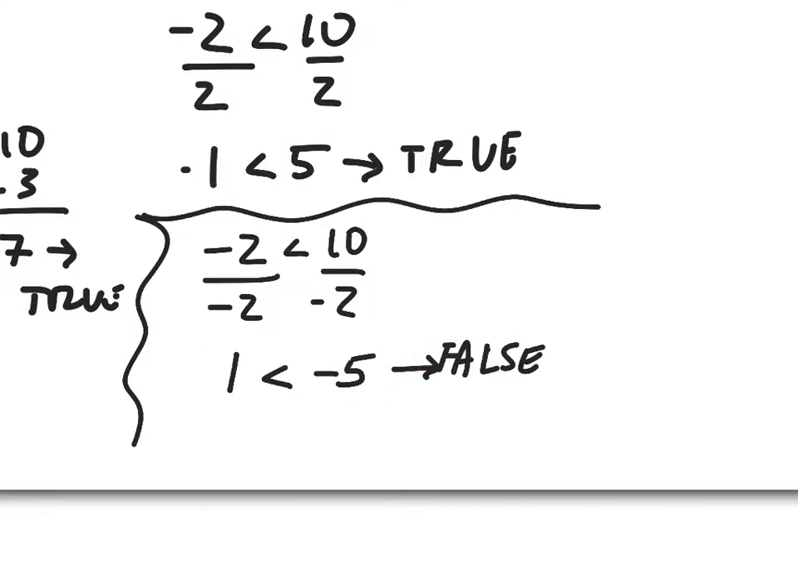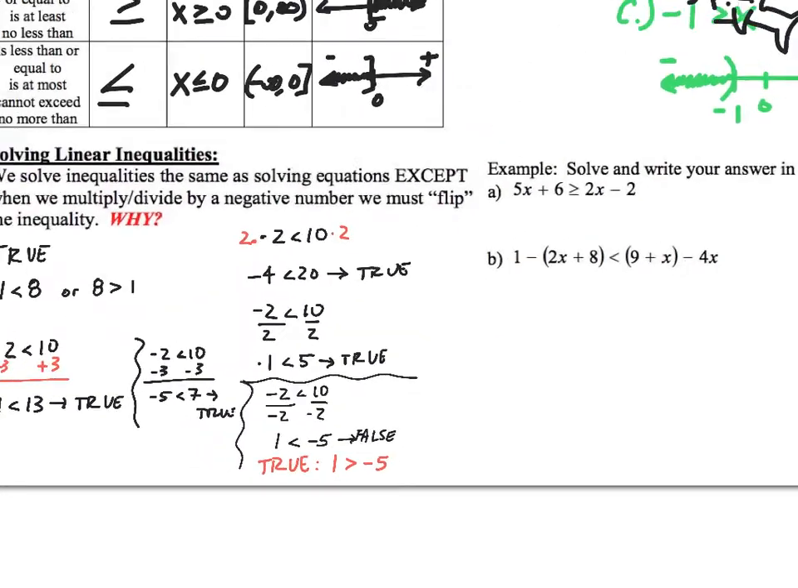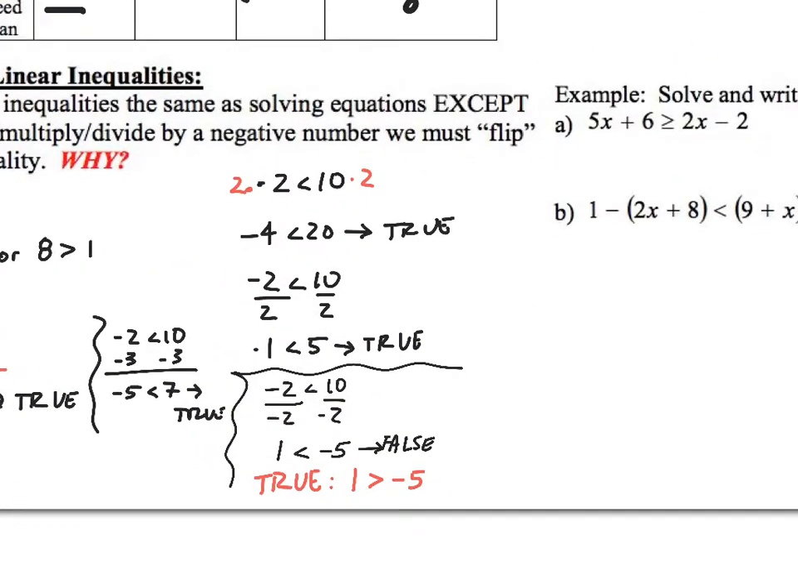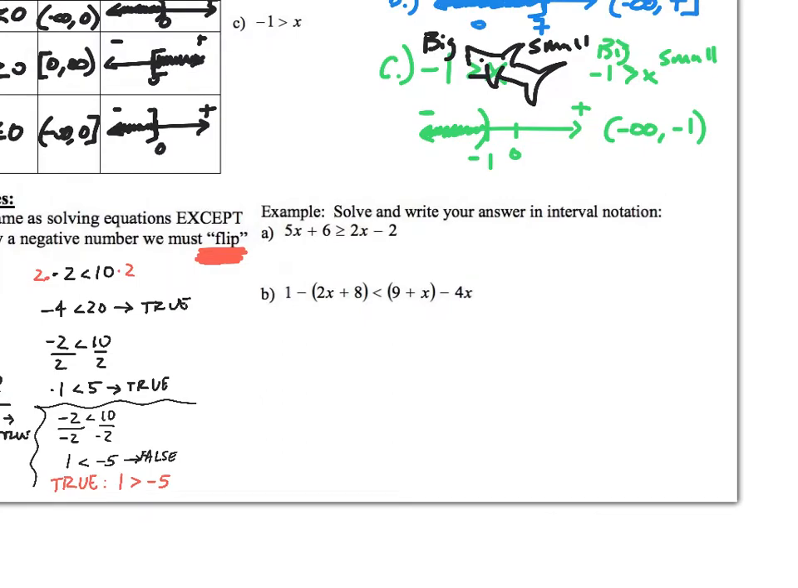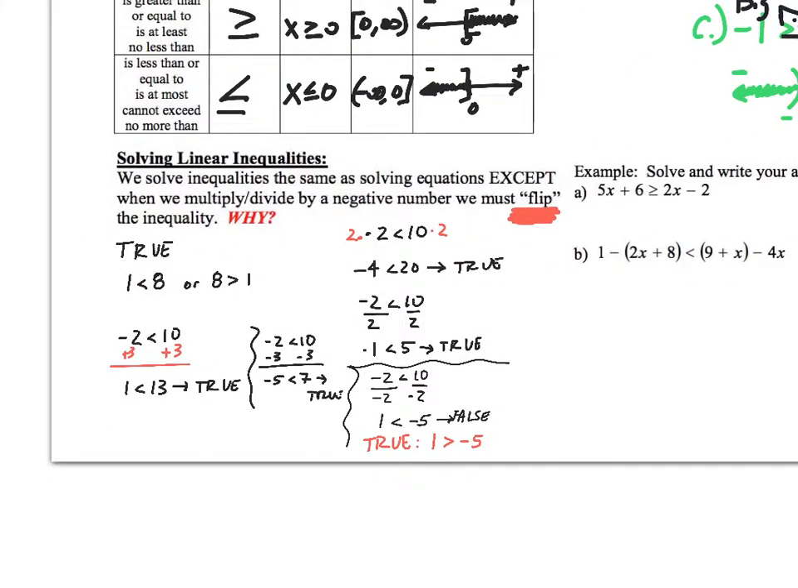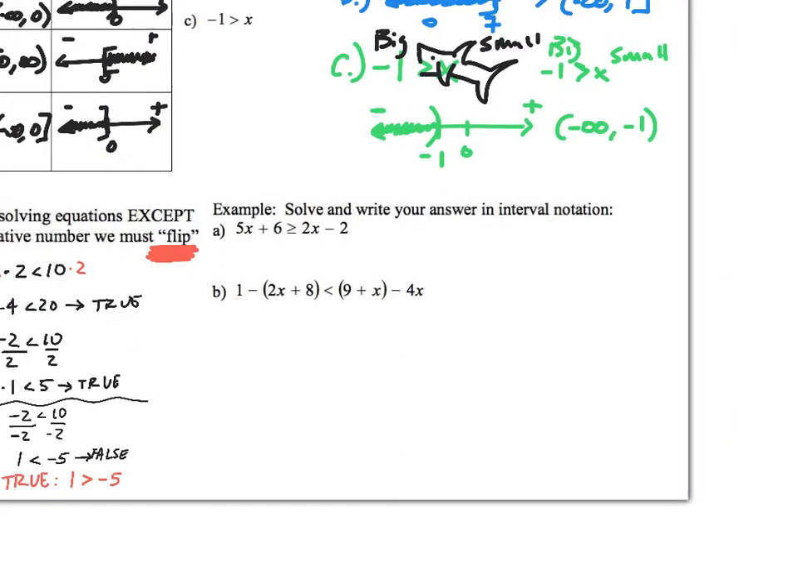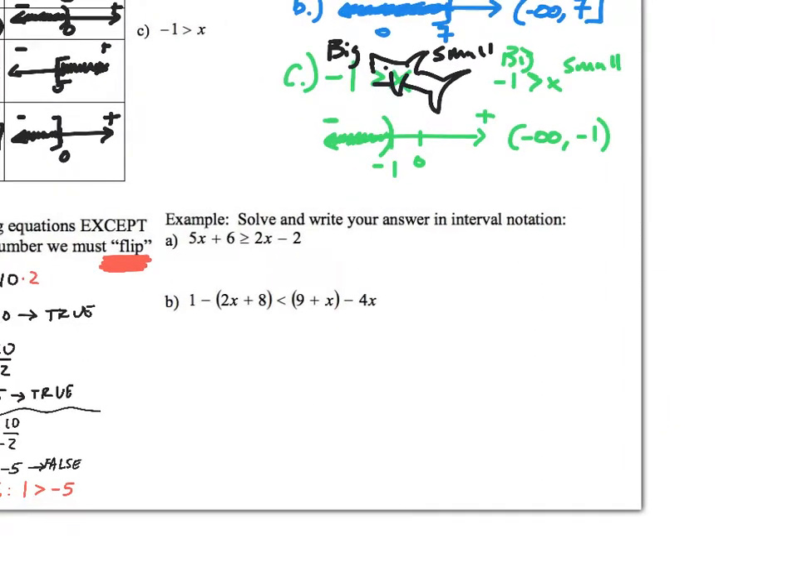In order to get a true statement, my true statement would be if I were to have 1 is greater than -5. So we always must flip if we divide or multiply by a negative number. And that's what we're doing. So that's a trick. All right, so let's take a look at these examples here.